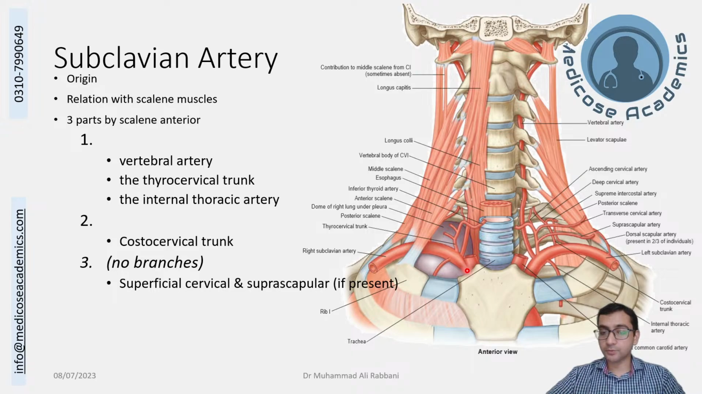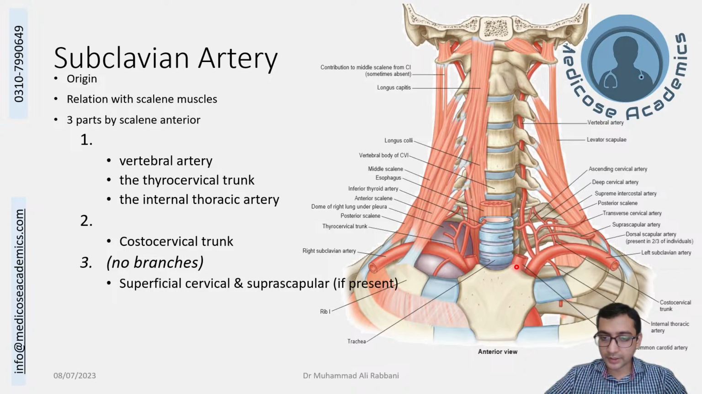Subclavian artery is the one that is coming from the arch of aorta on the left side, and it is coming from the bifurcation of the brachiocephalic trunk on the right side, and directly from the arch of aorta on the left side. This bifurcation is happening behind the sternoclavicular joint.